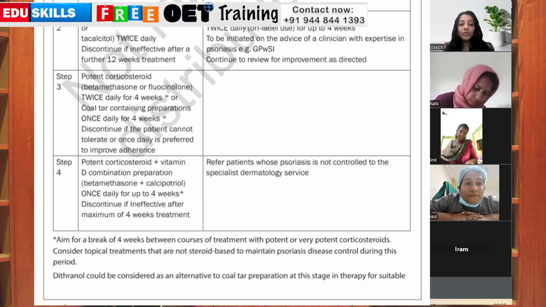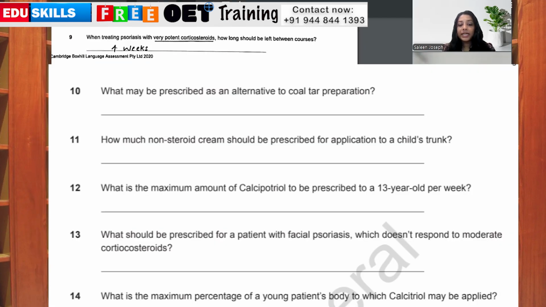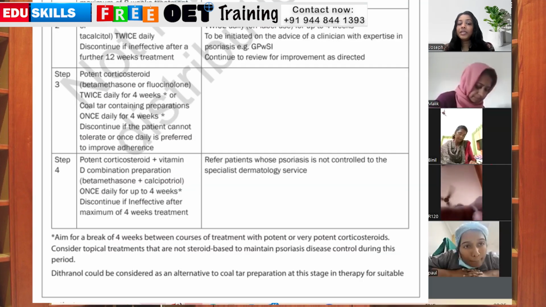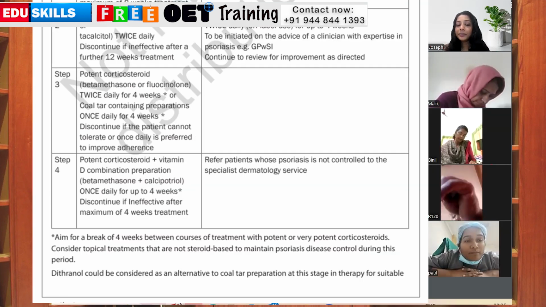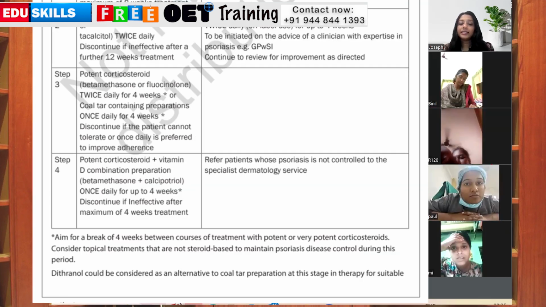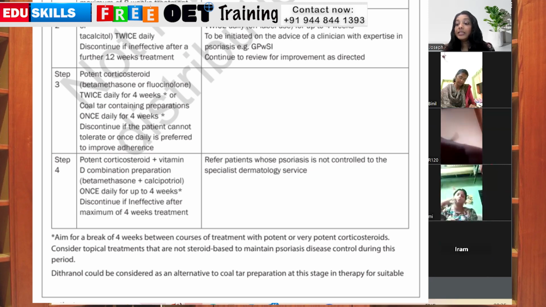Now moving to the 10th question. What may be prescribed as an alternative to coal tar preparation? Where have we read regarding coal tar preparation? Text B. The answer is Diethanol. That is also from text B, below the table.